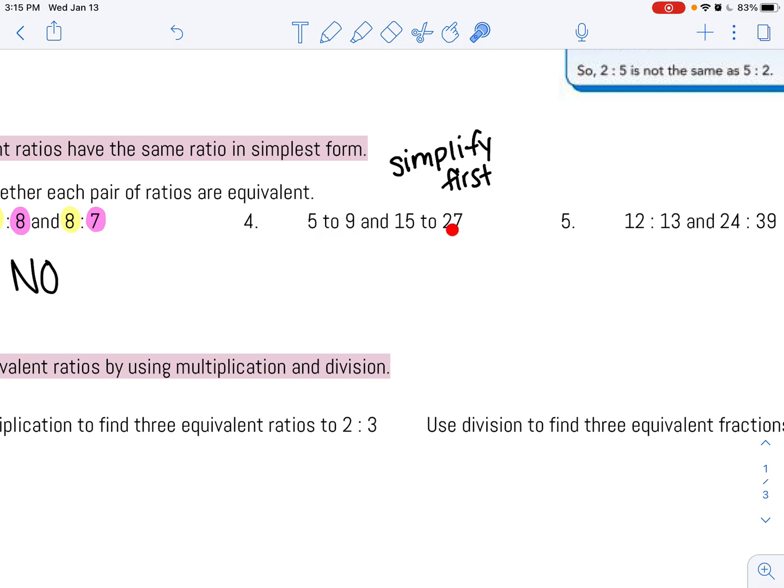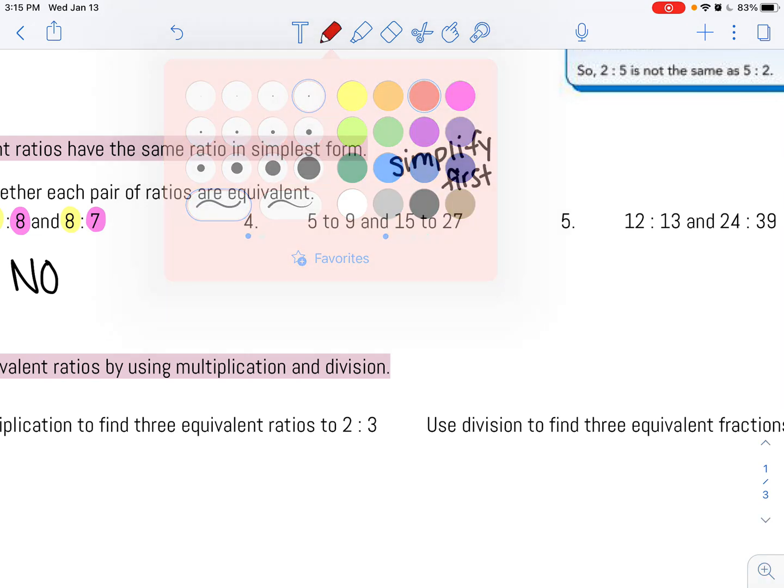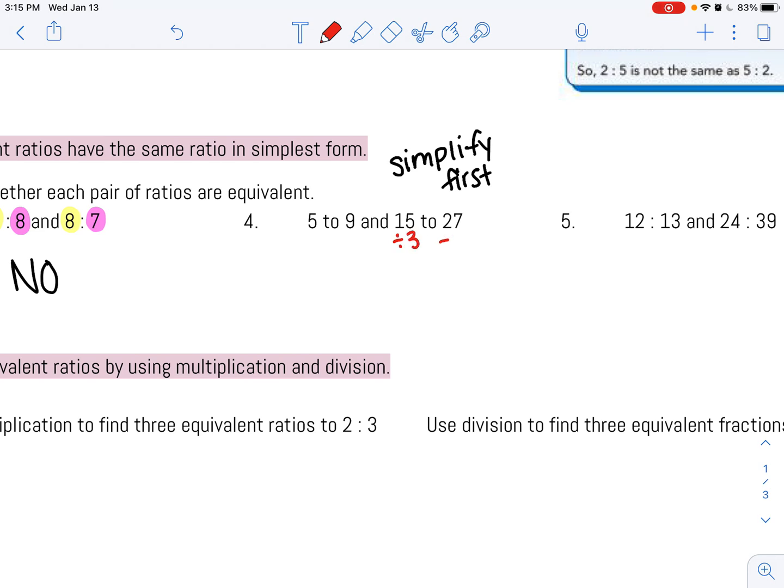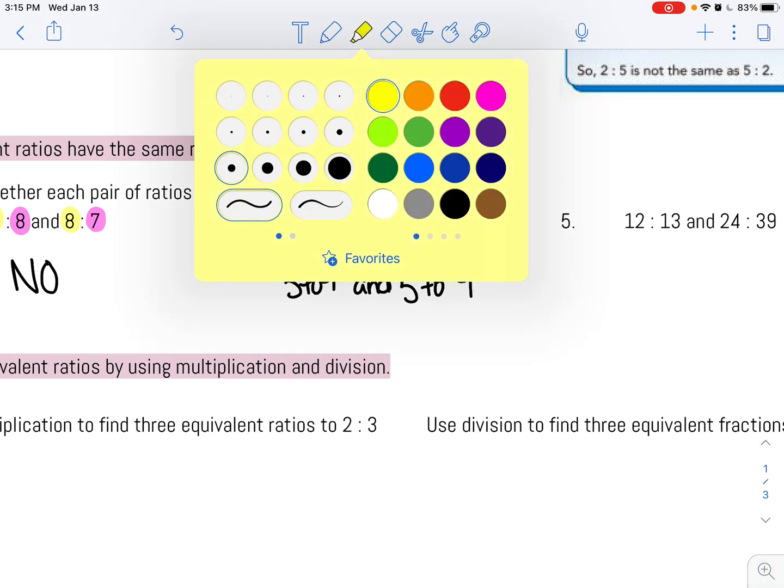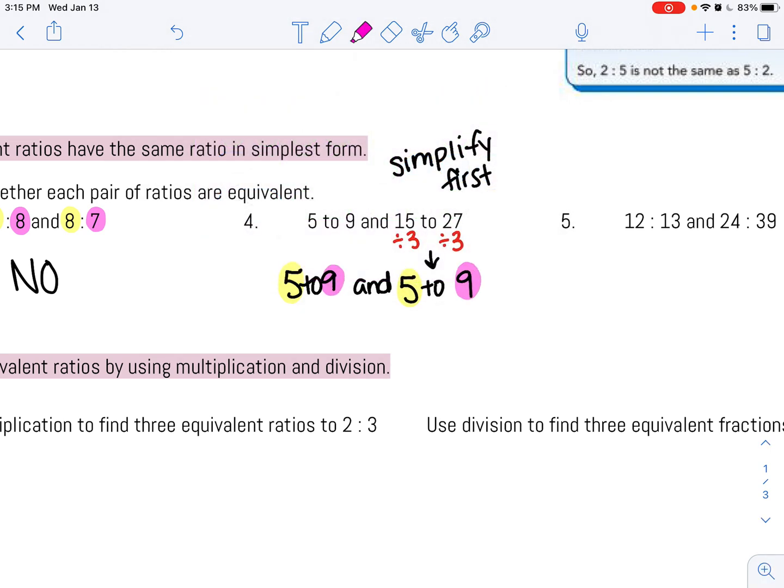And I want to look at 15 to 27 to see if I can simplify those, finding a common factor of 15 to 27. Well, if I think about it, I could divide both of these by 3. The new ratio that I'm going to have is 5 to 9. So I'm comparing 5 to 9 and 5 to 9. If I use my highlighter and match up my terms, I have 5 and 5, 9 and 9. I can see that those are the same or they're equal, so my answer for problem 4 is going to be yes.